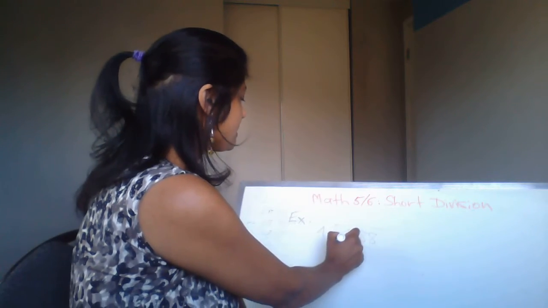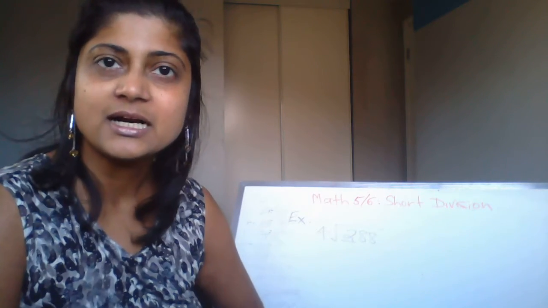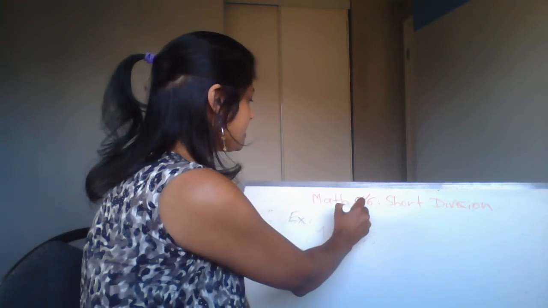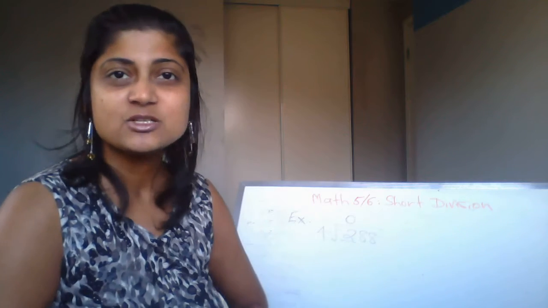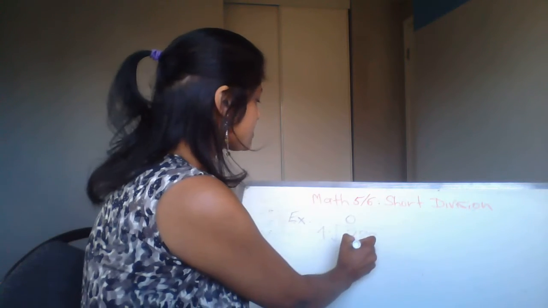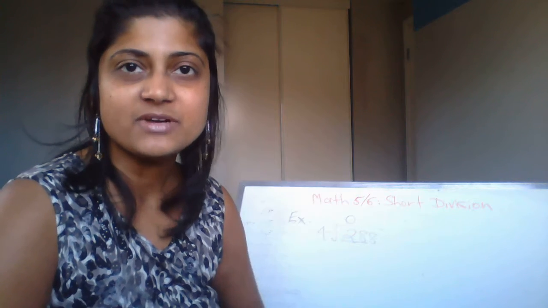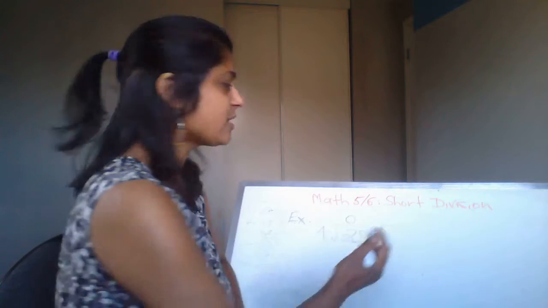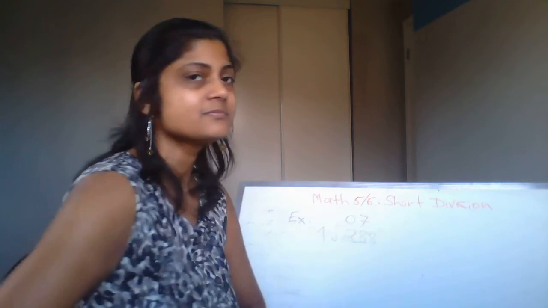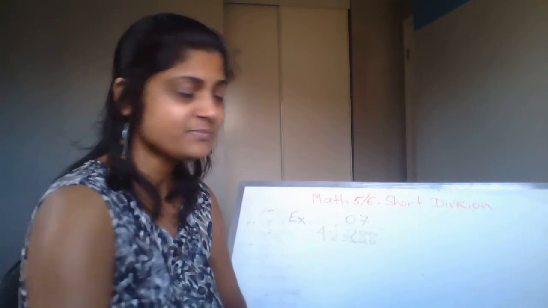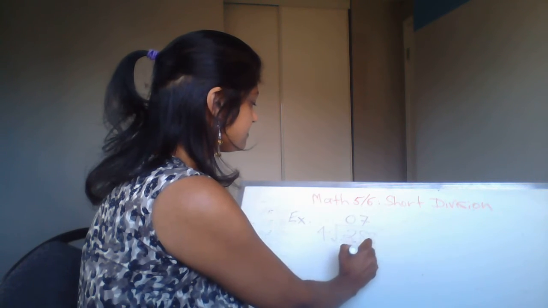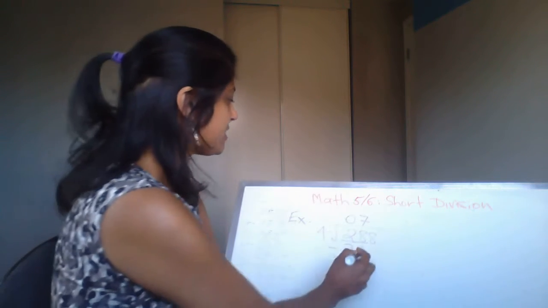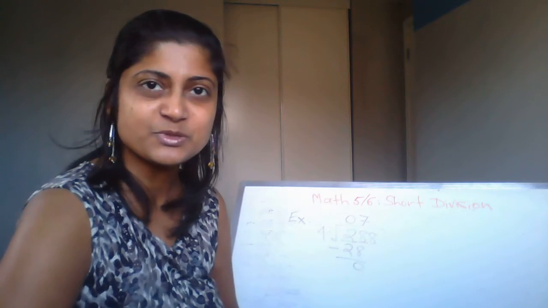I'm going to underline my first number here, which is 2. How many times does 4 go into 2? The answer is 0. I can't make any groups of 4. So instead of using just the 2, we're going to use 28, and we're going to divide it one more time. How many times does 4 go into 28? I know this is 7. 7 times 4 is equal to 28. Then we are going to subtract the two numbers. 28 minus 28 is 0. So I'm going to put 0 here.